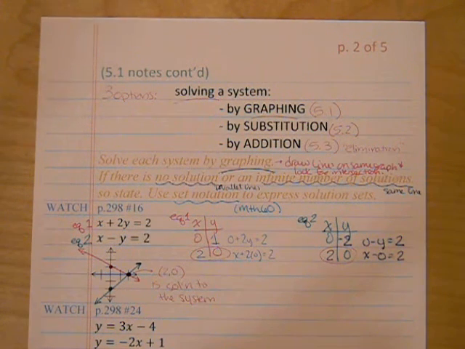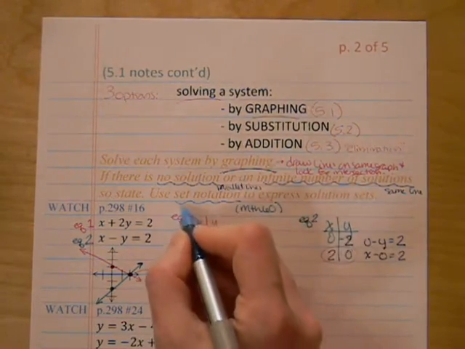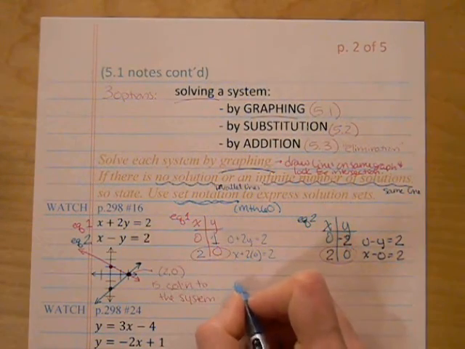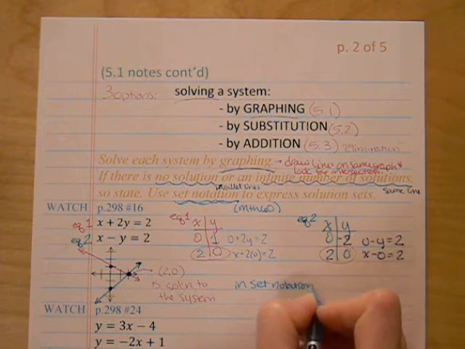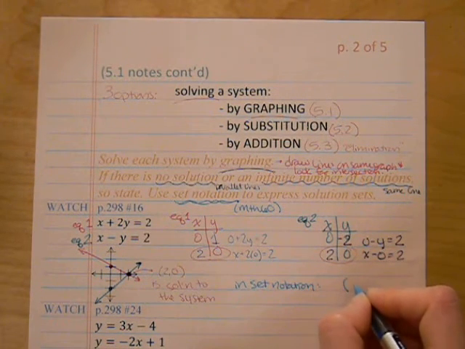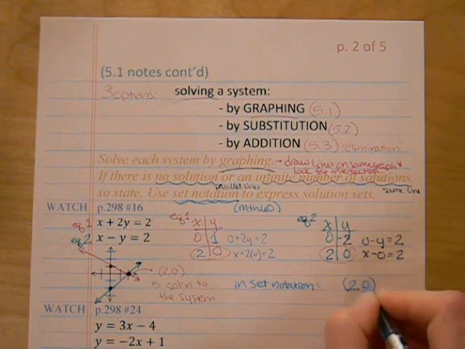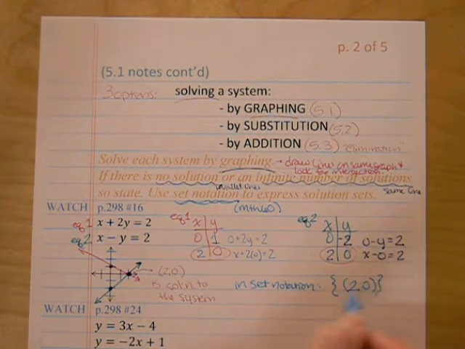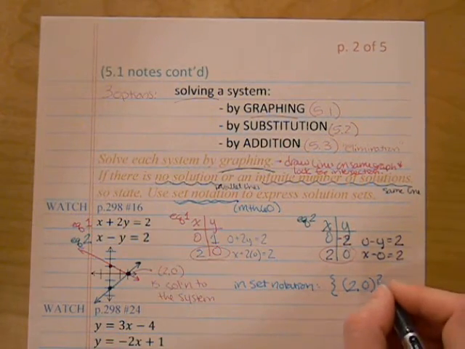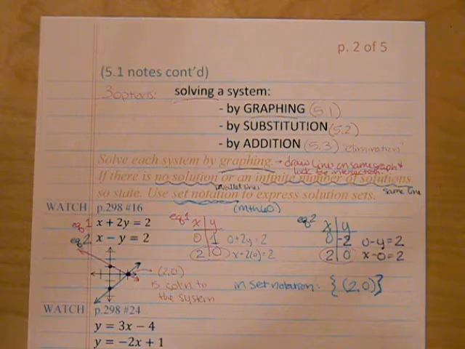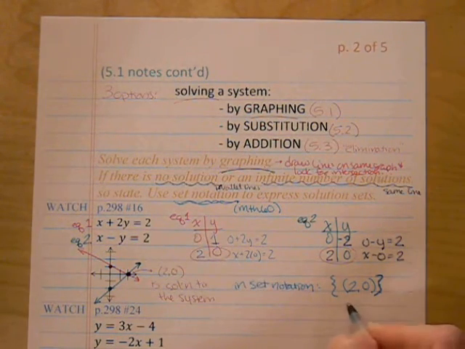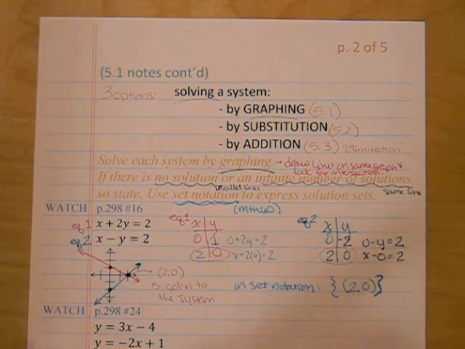And because we want to write our answer in set notation, we just basically take that coordinate (2, 0) and put it in the, if you've had me before, you've heard me say it, French braces. They're not really French braces. They're the fancy little brackets. Parentheses, brackets, braces. These are the braces. Okay. And that's what you use for set notation.